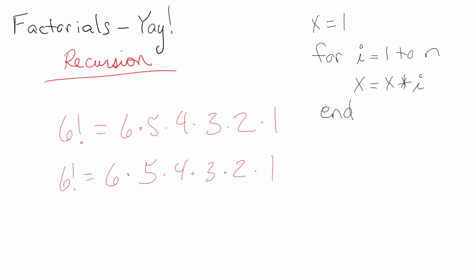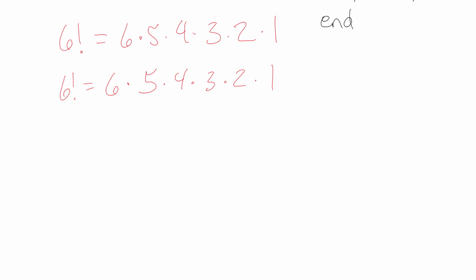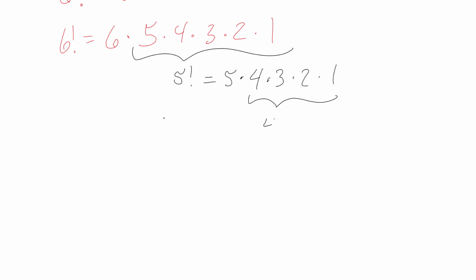However, since it's a relatively easy concept to understand, you think about, well, how can I explain this to someone without using a for loop? The way you might do it is you say, 6 factorial is the same thing as 6 times 5 factorial, right? Because if I take this right here, 5, that's just 5 factorial. And 5 factorial is 5 times 4 times 3 times 2 times 1, which is actually the same thing as 4 factorial.